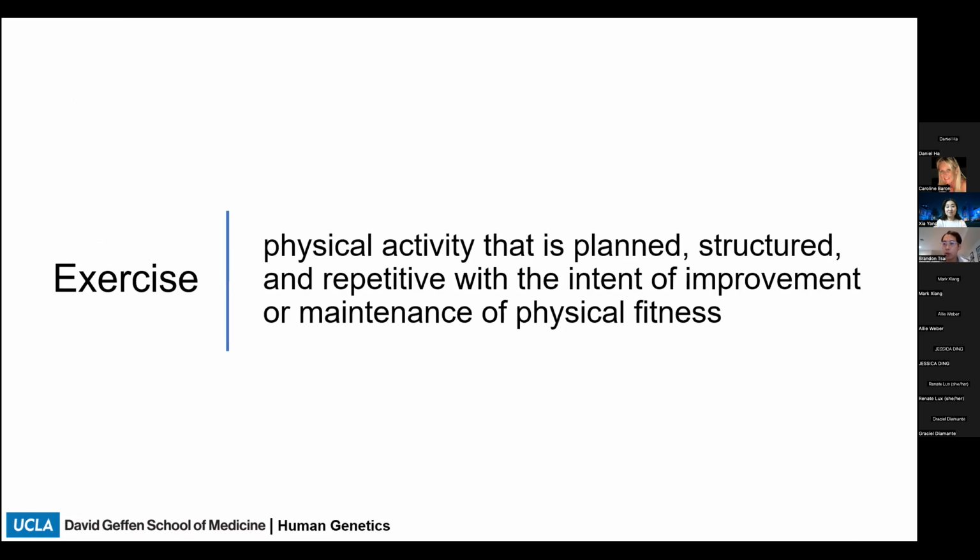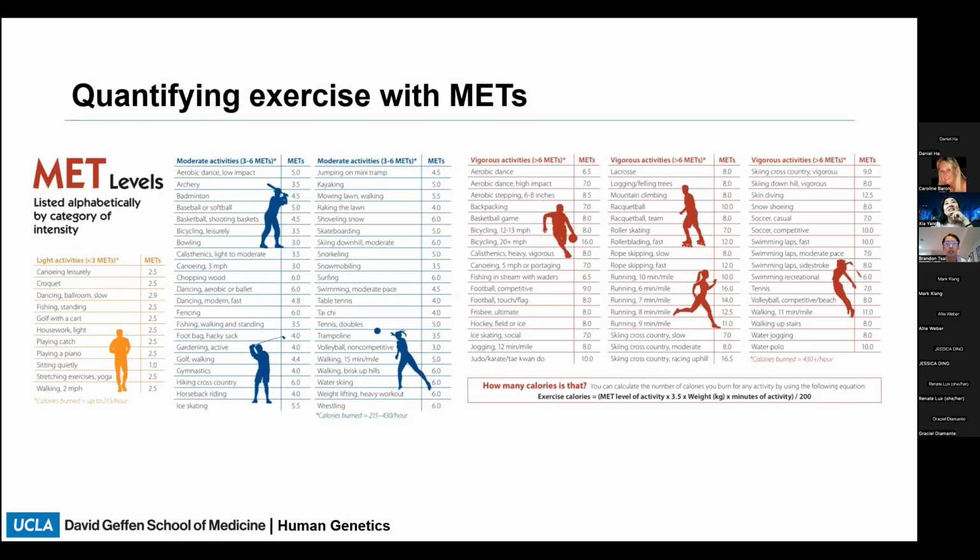Before I move on, let me first define exercise as physical activity that is planned, structured, repetitive with the intent of improvement or maintenance of physical fitness. Exercise is quantified in METs, or metabolic equivalents. The MET is essentially a ratio of how much energy an individual is consuming relative to their baseline metabolic level. So you and I might have different baseline metabolic rates, but we are all consuming one MET right now by just sitting in front of our computers. It's just normalized to your own metabolic rate.